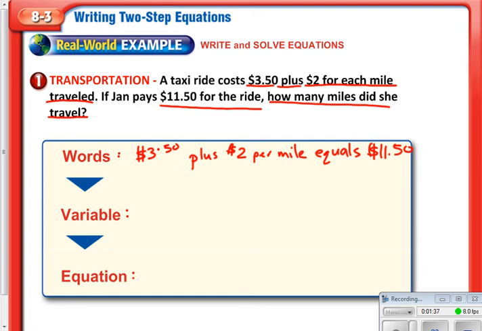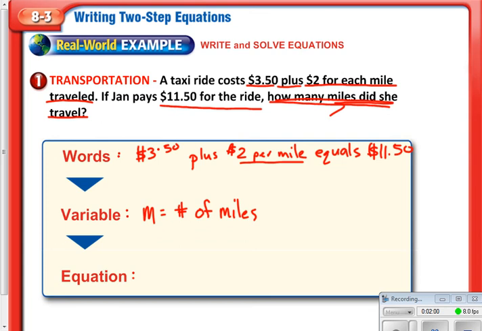Next, we need to determine our variable. Well, your variable is determined by that last sentence there. How many miles did she travel? Well, and again, it says per mile. That is unknown. So I'm going to say M will represent the number of miles. Next, we can go ahead and write an equation for this.